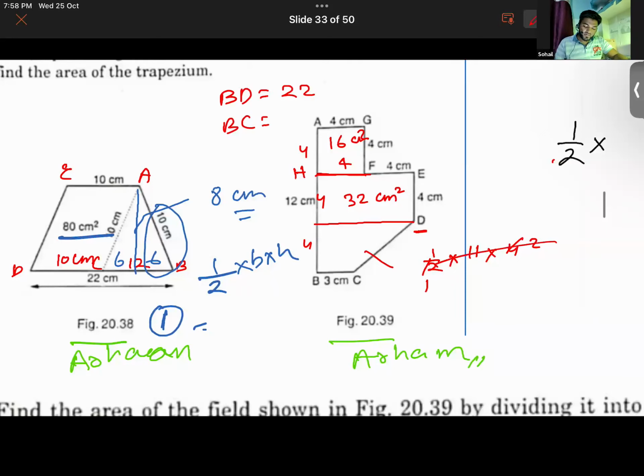Okay. Look over here. This length over here is 8 centimeter. Yes, sir. This is 3 centimeter. And the distance between the two lines is 4 centimeter over here, right? Yes, sir. So it will be half into 8 plus 3, that is 11, times 4. So that is 22 over here. Are you getting the same value? No, sir. I was getting 44. Why would you be getting 44?